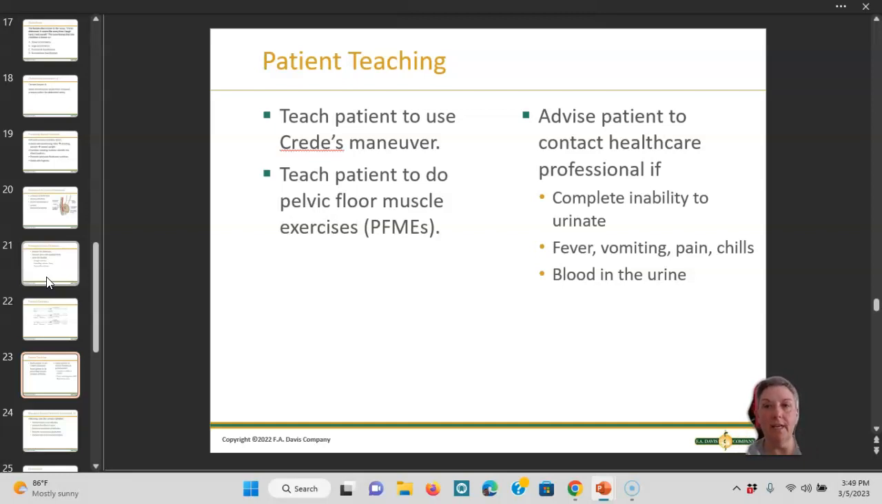Advise a patient to contact a healthcare professional if they have a complete inability to urinate, fever, vomiting, pain, and chills. That's the urinary tract infection. And blood in the urine. There should not be blood in the urine. If there is, that's a key indicator that something's wrong. Blood in the urine will cause nitrates to occur. Nitrates also occur naturally.